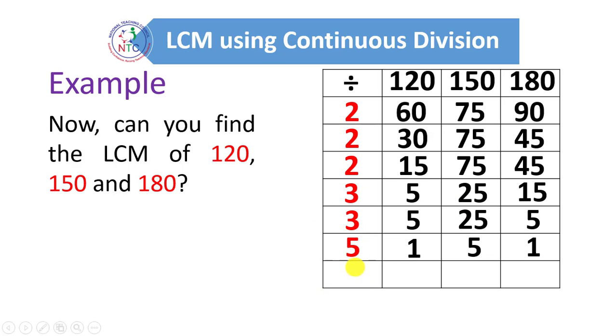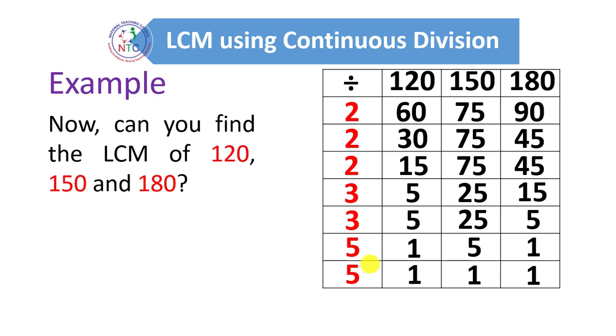Now, we'll do our last division. All right, we can use the 5 again. So 1 divided by 5, since there will be a remainder, just write the 1 there like that. Now, 5 divided by 5 gives us 1, and 1 divided by 5, of course, there will be a remainder, so we just simply write the number there, 1, like that.